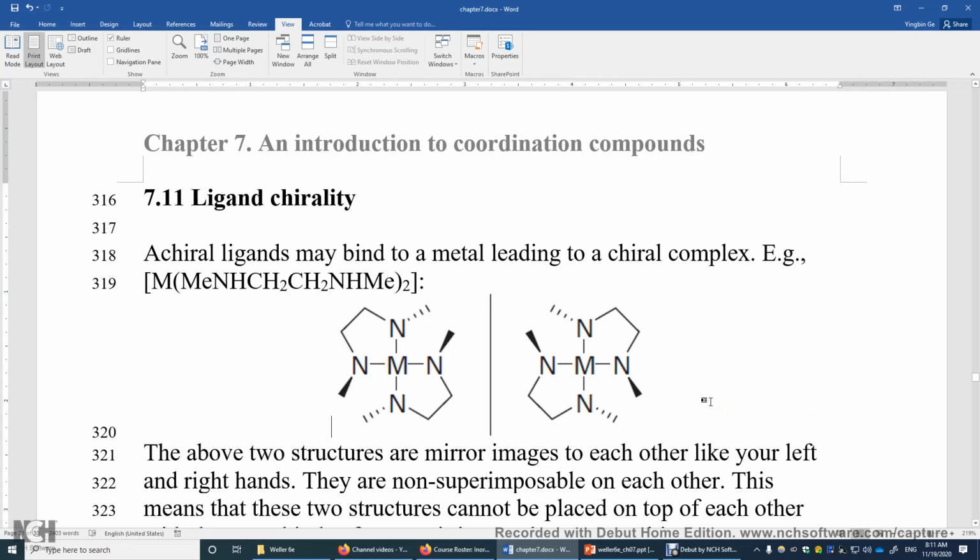Section 7.11 Ligand Chirality. Achiral ligands may bind to a metal, leading to a chiral complex. How is that possible? Well, let's look at this example. These two structures look alike. They are mirror images of each other, but you cannot superimpose this structure on this one or vice versa. We say they are non-superimposable on each other. These two structures are enantiomers of each other.